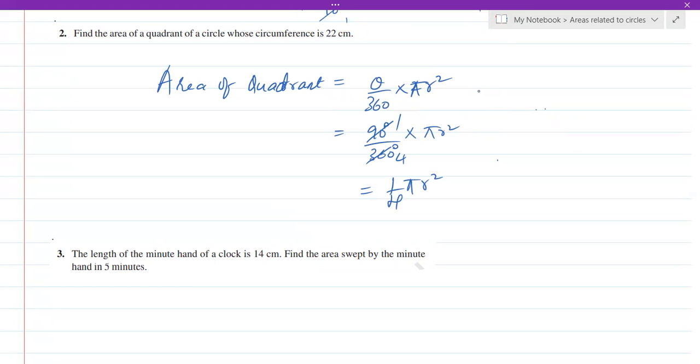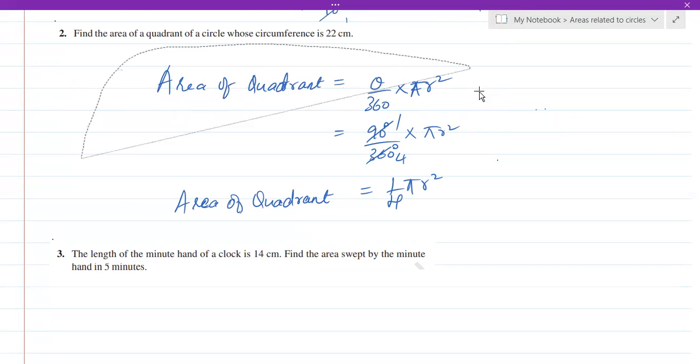Therefore, you can note down this formula: the area of a quadrant is given by 1 by 4 pi r square. Note down on your formula list that the area of a quadrant is equal to 1 by 4 pi r square.